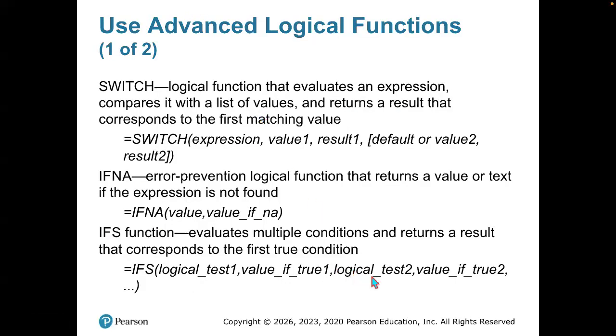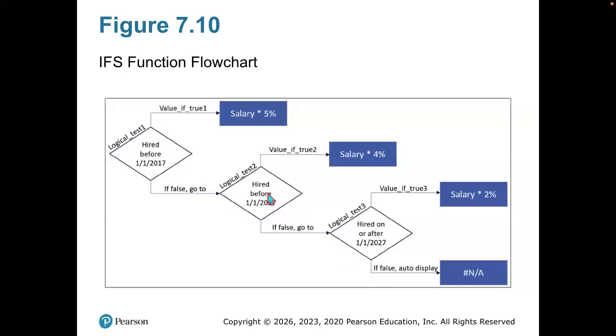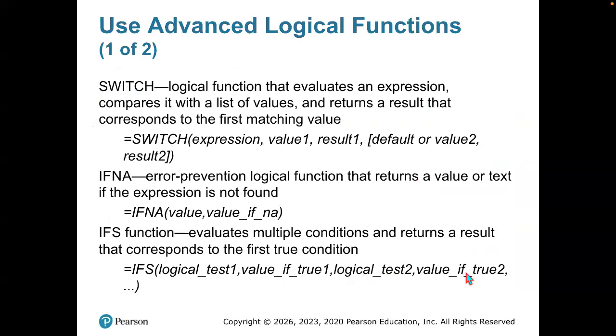The next parameter is going to be the second test. That's this guy, hired before January 1st, 2027. The third parameter is the value if that test is true, right? So we're constantly alternating between the test and the value if that test is true. So by default, Excel is going to go from the very first option all the way to the end, and it's going to try to return the very first value that it can find to be true.